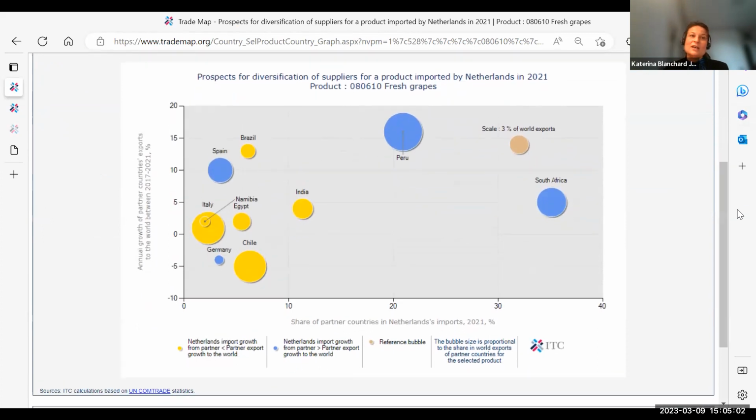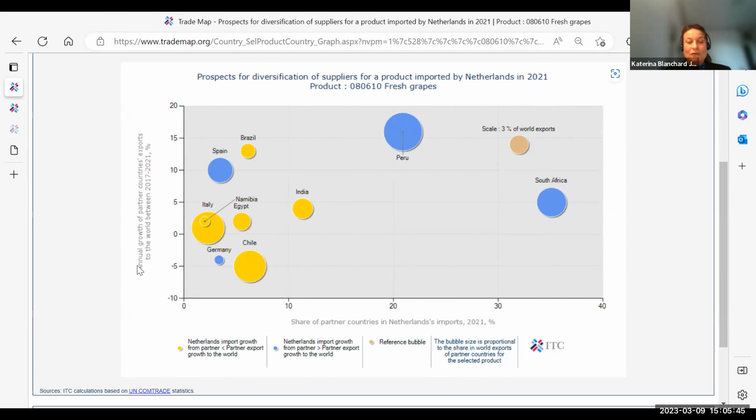So we have a bubble chart: prospects for diversification of suppliers for a product imported by the Netherlands in 2021. And our product is fresh grapes. On the horizontal axis, we have the share of partner countries in Dutch imports. We know that the biggest share was taken by South Africa. Peru would take the second biggest share, corresponding to more than 20% of the imports. The third place would be occupied by India. On the vertical axis, we have the annual growth of partner countries' exports to the world between.